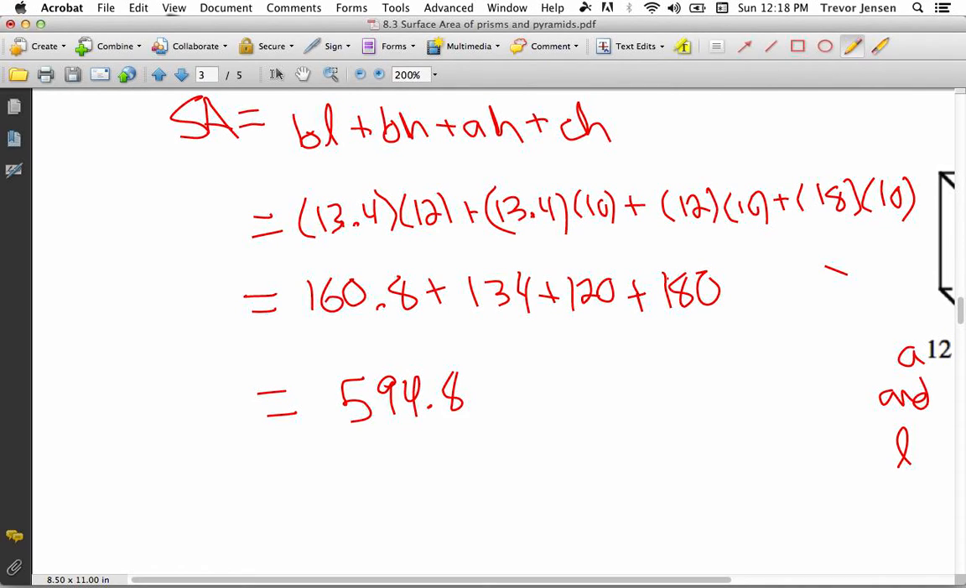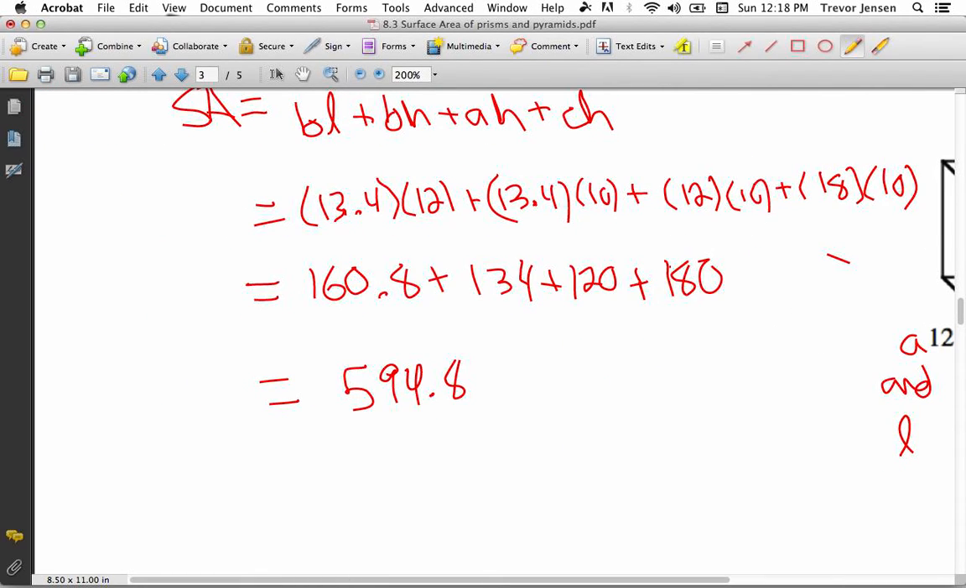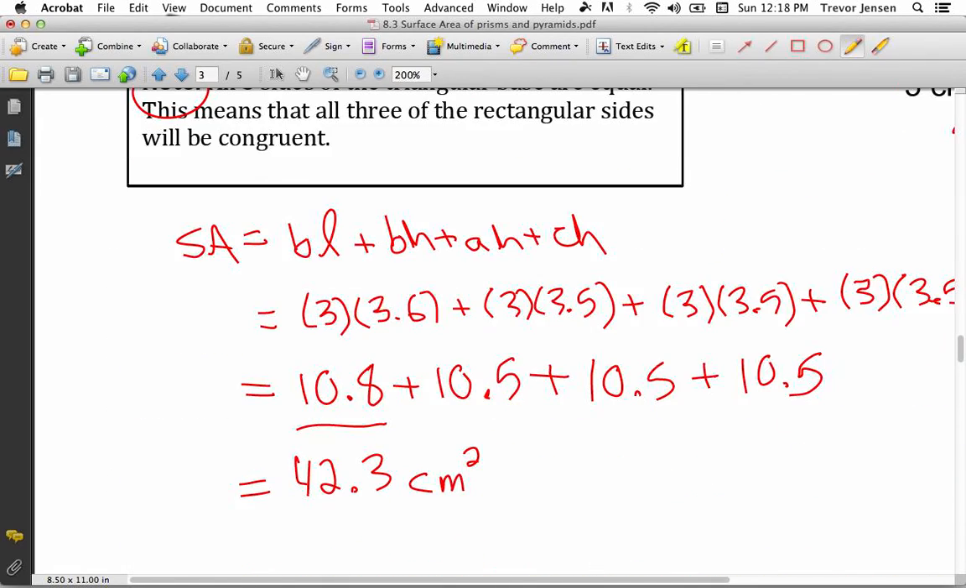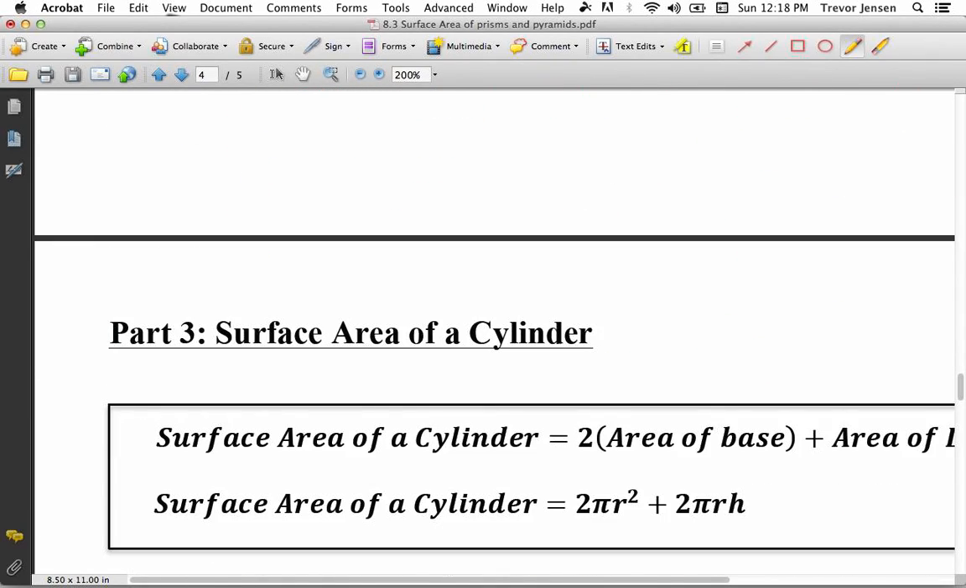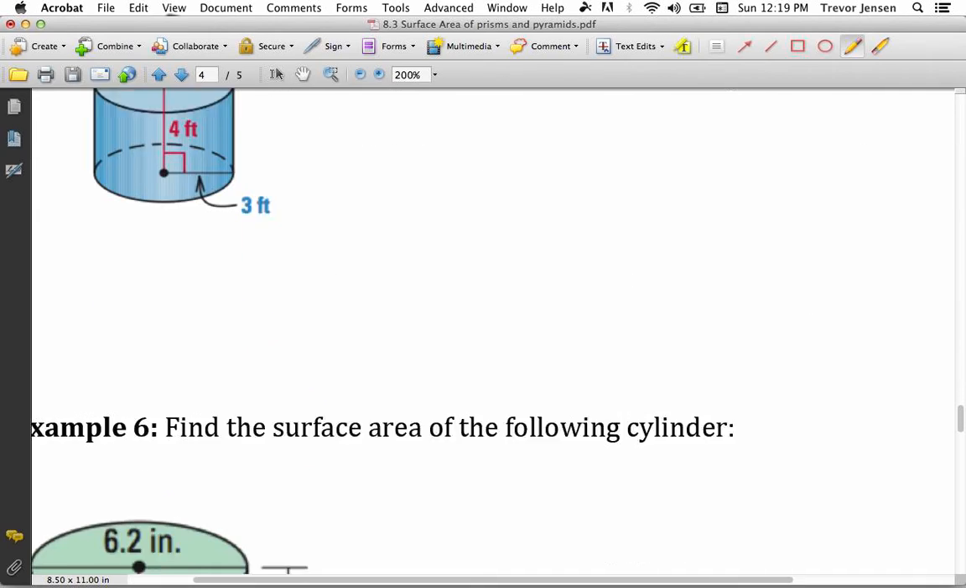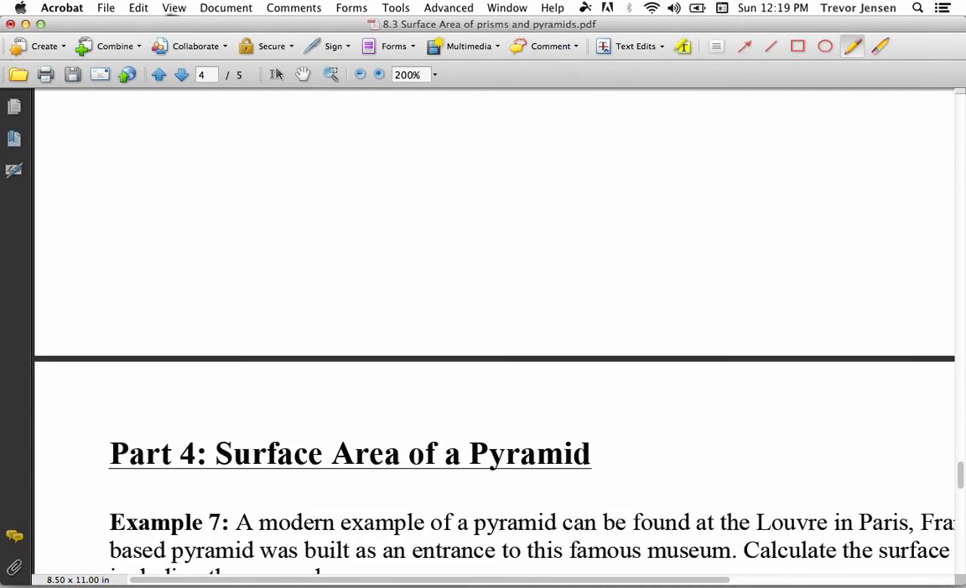0.8. And what units are we in? We're in centimeters, and we're dealing with surface area, so it's centimeters squared. And that's the surface area of that triangular prism. Last example I'm going to do is surface area. I'll do a pyramid after as well.